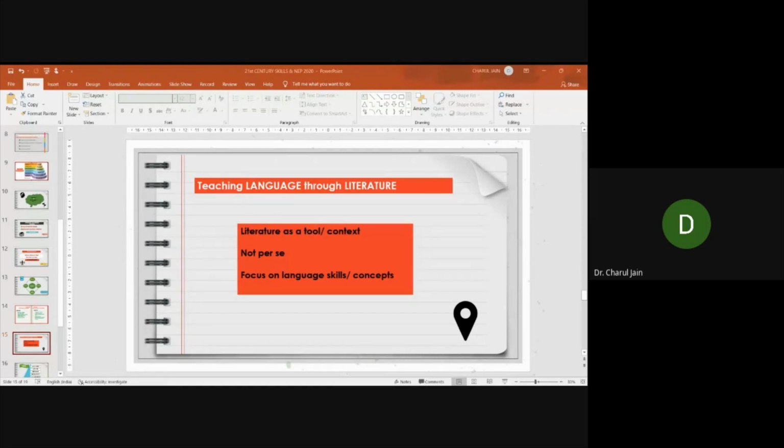This is my personal perspective, and you can completely question me for saying so. But when I am teaching students of first year BA, where students of different disciplines sit in my class, and I am teaching them a story or a poem, they would not be very interested in learning what personification is, what a metaphor is. I can use that text to make them learn language better.